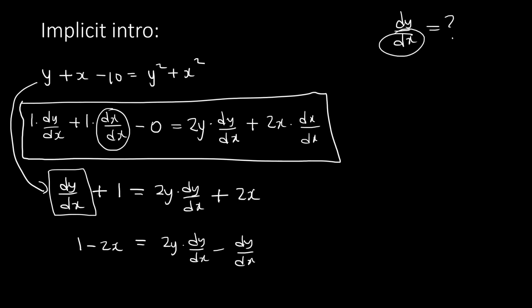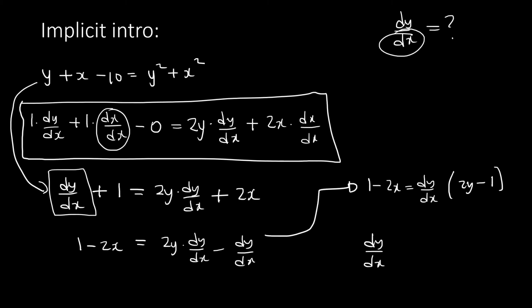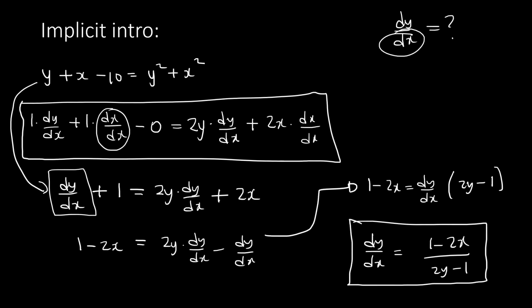So now how do I solve? I have 1 minus 2x. If I take out dy dx as common, I'll be left with 2y minus 1. So my final answer, I have to divide by 2y minus 1. This is your final answer. You don't do anything else here unless they want the tangents and everything. But your final answer, you leave it there. I hope this introduction is clear.